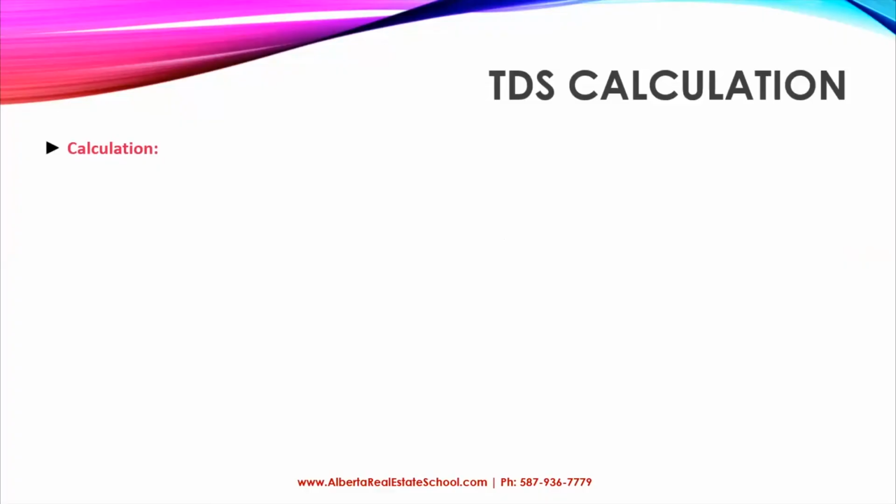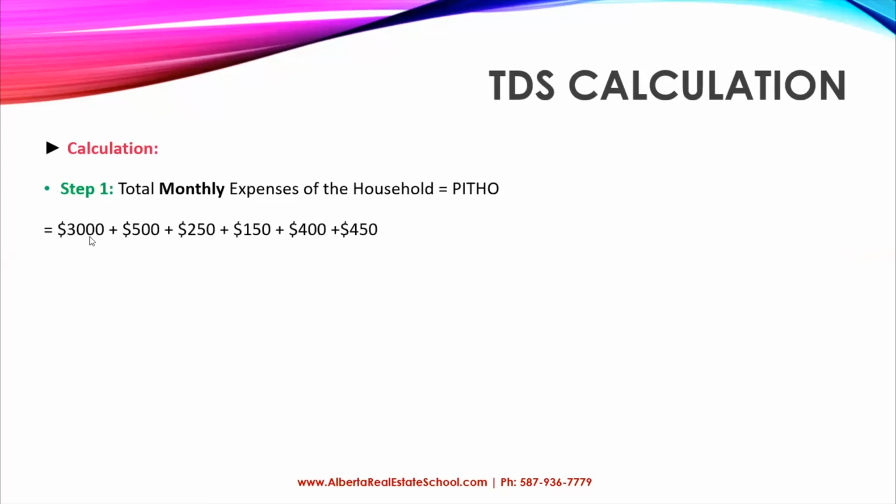So in terms of our calculations, first we take into account the monthly expenses, which would be $3,000 for our mortgage, $500 for property taxes, $250 for the heating costs, $150 for condo fees, which is half of $300, $400 for car payment, and $450 for credit card payment here, which gives us a total of $4,750.